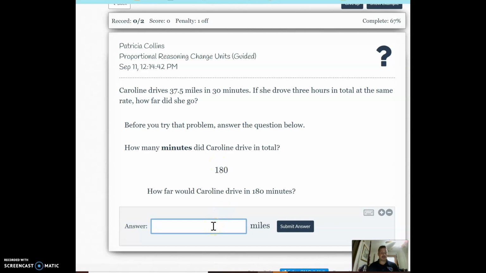So how far would she drive in 180 minutes? Well, if she drove 37.5 miles in 30 minutes, and 180 divided by 30 would be 6. So what's 6 times 37.5? And that should be my answer. Okay, I get 225. And again, I'm doing this for you, so you're probably going to get the answer right.